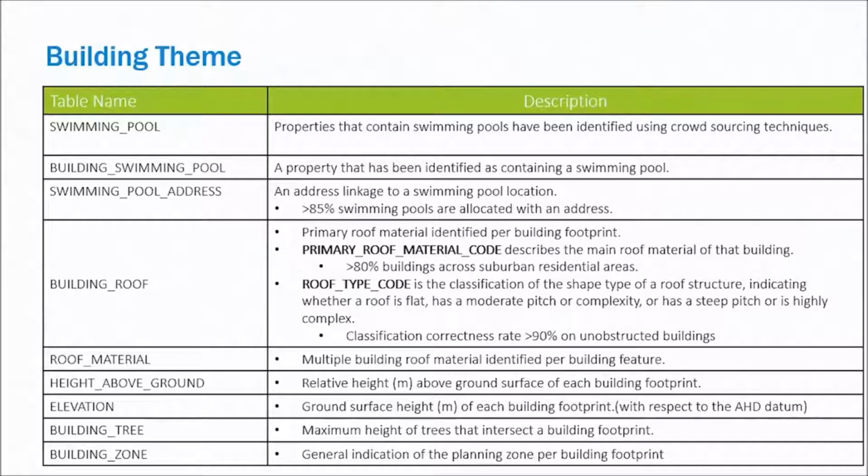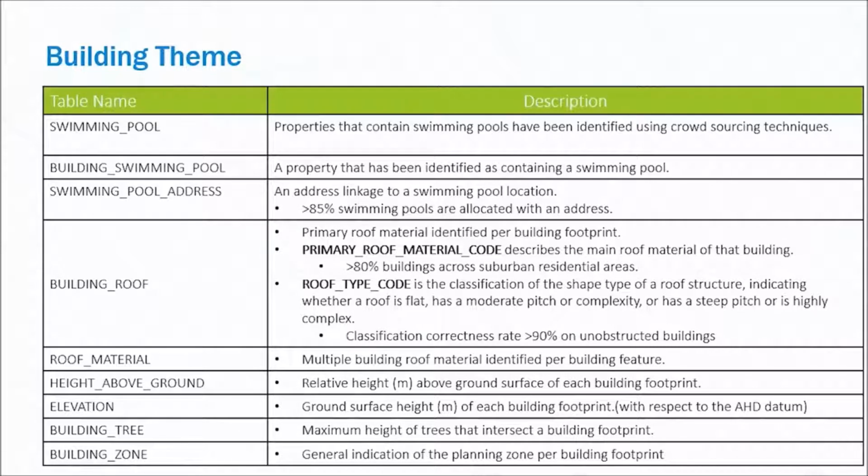The building swimming pool table defines the relationship between a building and a swimming pool. So if a swimming pool identified in the swimming pool table intersects a building polygon, a relationship is captured in this building swimming pool table. The swimming pool address table has a direct relationship with our G-NAF products, which I'll mention more about later on. So we are able to provide an address to a swimming pool location. For more than 85% of swimming pools, we are able to locate an address.